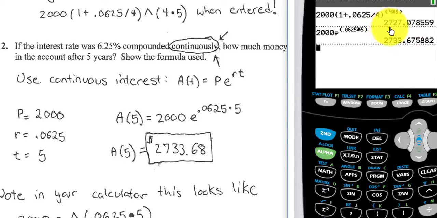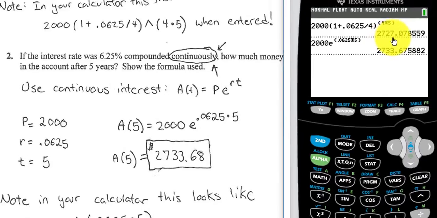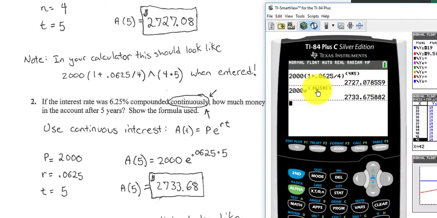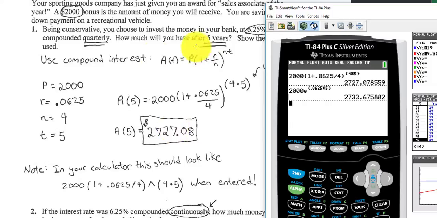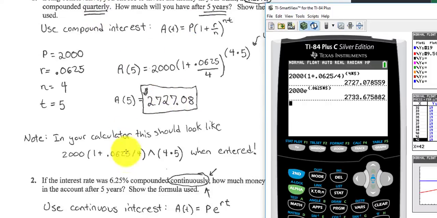Essentially, if we compound quarterly, I have $727 in interest. If we compound continuously, I have $733 in interest. So it's not a huge difference, right? But if you had the choice of receiving money compounded quarterly versus compounded continuously, I guess you would choose continuously because it results in a greater amount of interest.